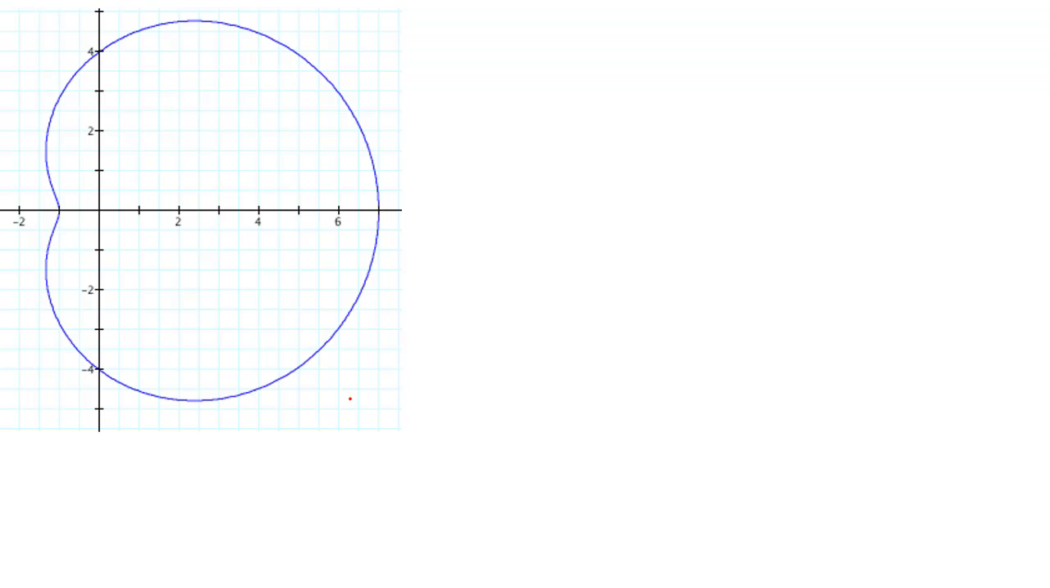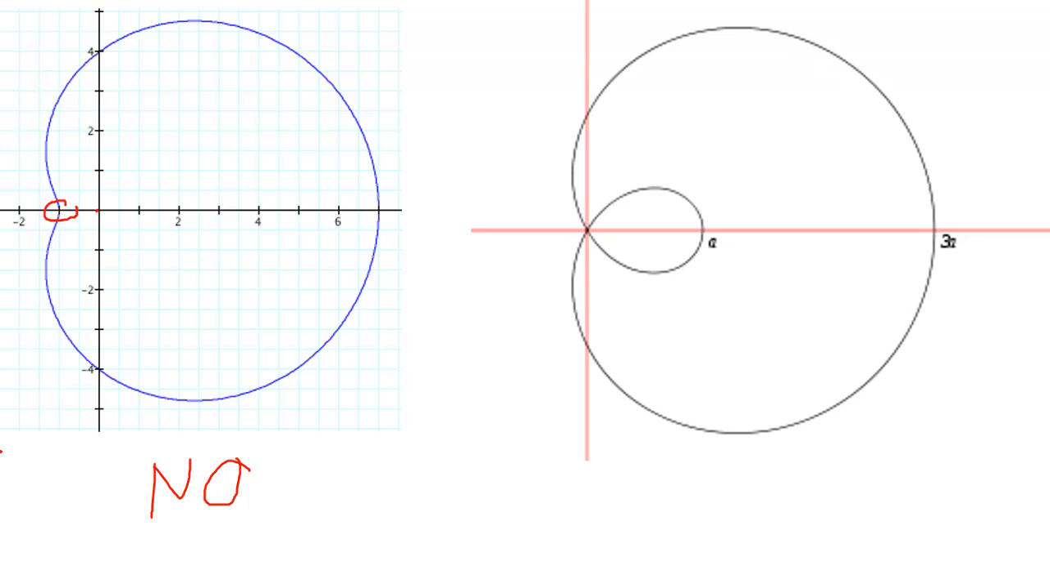Is this the cardioid? No, because this doesn't touch the origin. Is this a cardioid? No, because a cardioid doesn't have a circle in it. So it must be no. So let's go to the first.